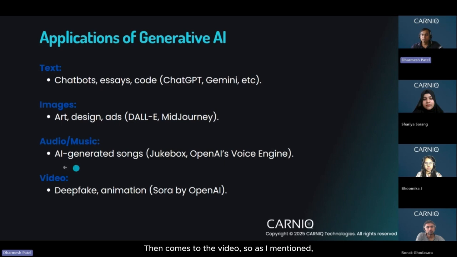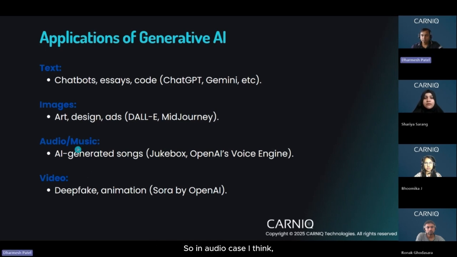Then coming to video. As I mentioned, deepfakes and animated videos. One example is Sora by OpenAI, which generates videos. Across these applications, let's say you are generating a video, you just provide the text and it will automatically generate the video.